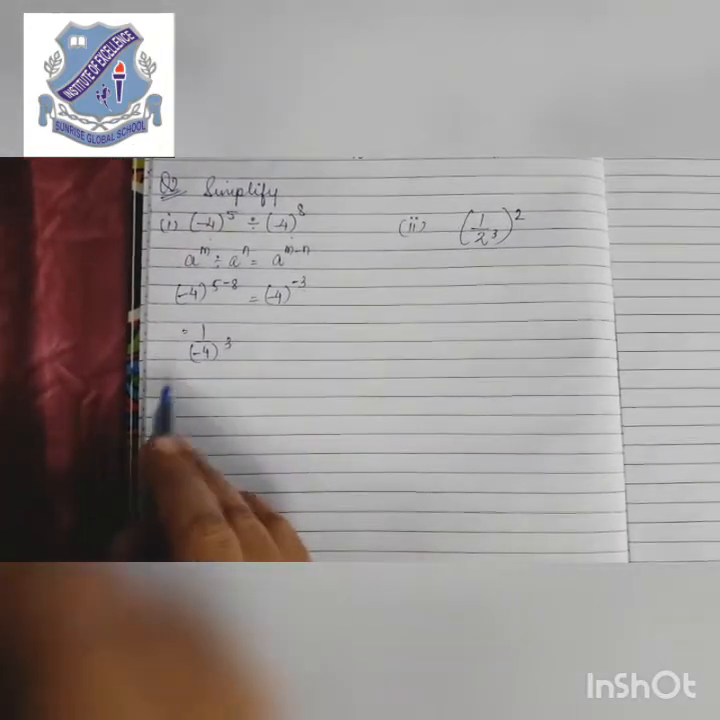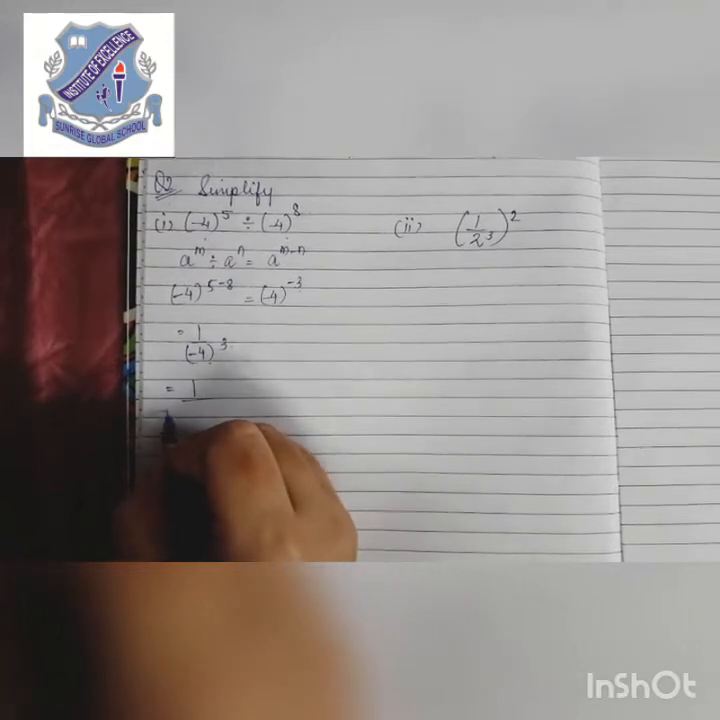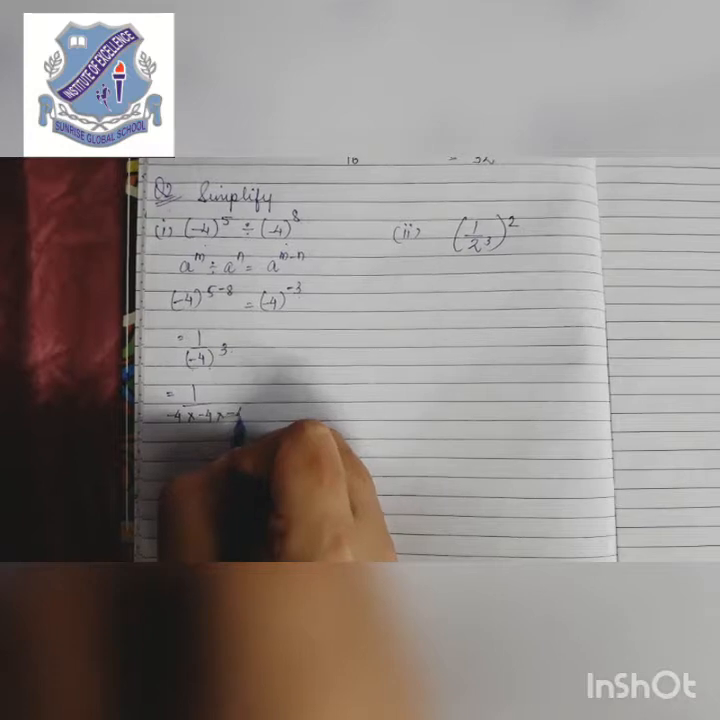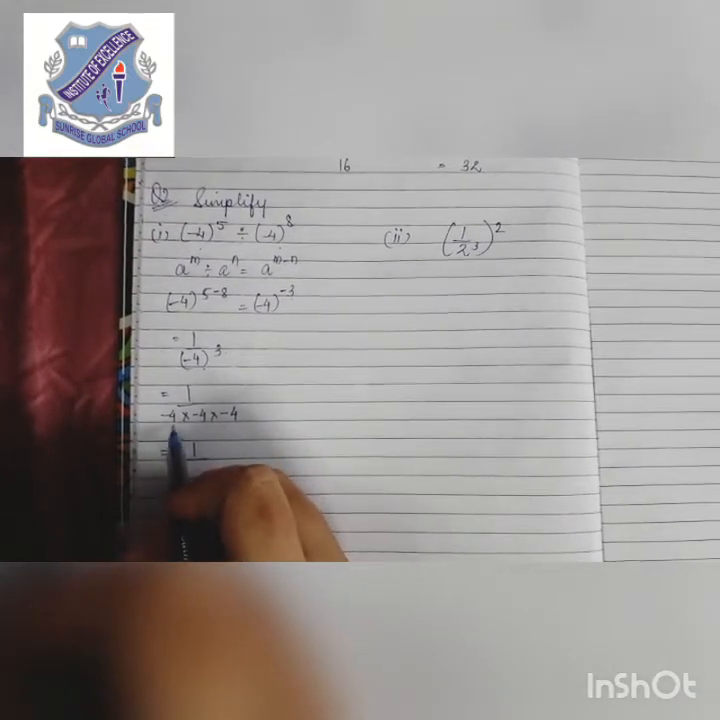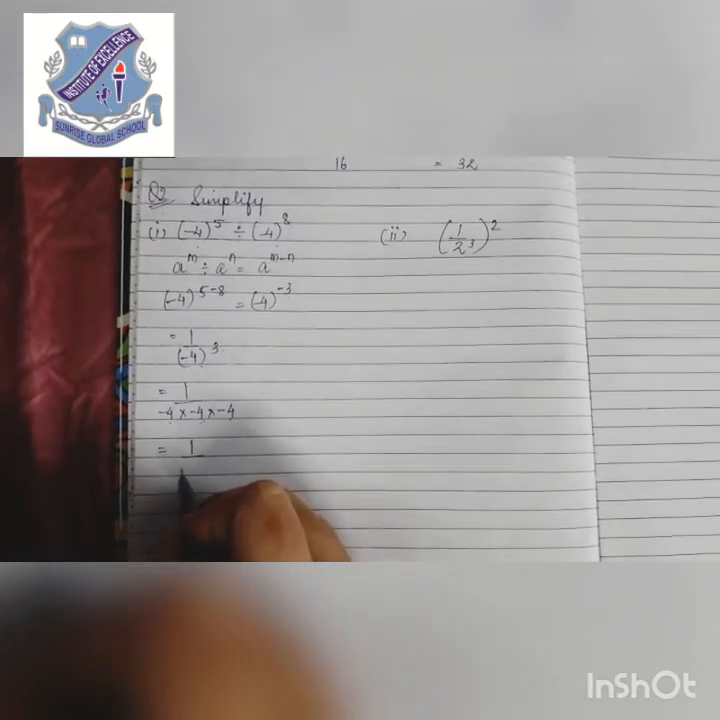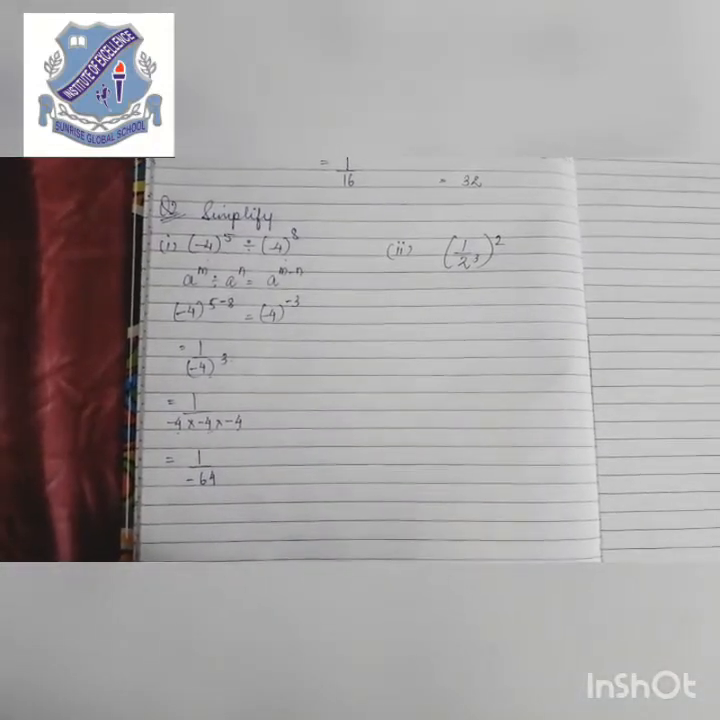Now solving this sum, minus 4 raised to power 3, we get 1 upon minus 4 multiplied by minus 4 multiplied by minus 4. So the answer you will get is 1 upon 4 4s is 16 and 16 4s is 64. So the answer will be minus 1 upon 64. I hope this much is clear to you.